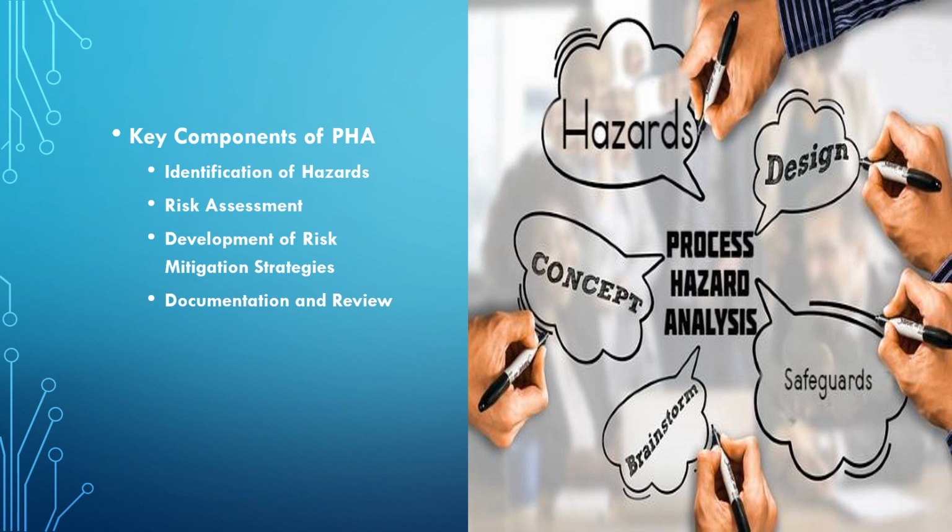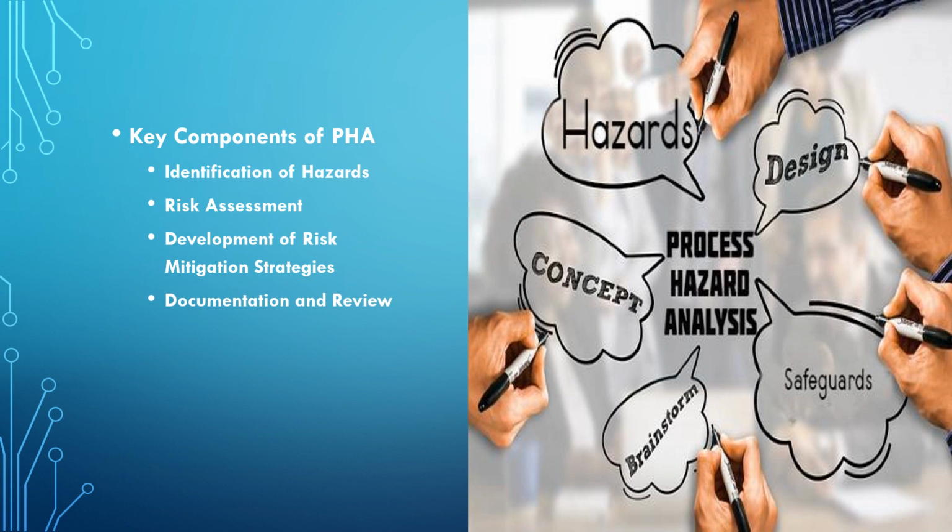Next is development of risk mitigation strategies. Following the risk assessment, organizations develop and implement strategies to mitigate the identified risks. This may involve modifying equipment, improving operating procedures, enhancing training programs, or implementing additional safety measures.